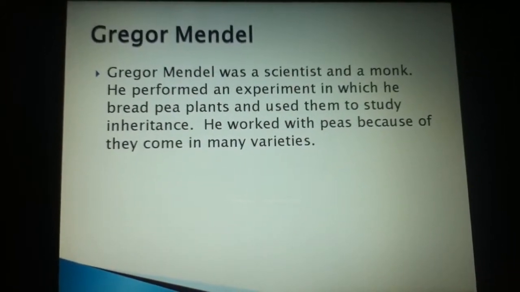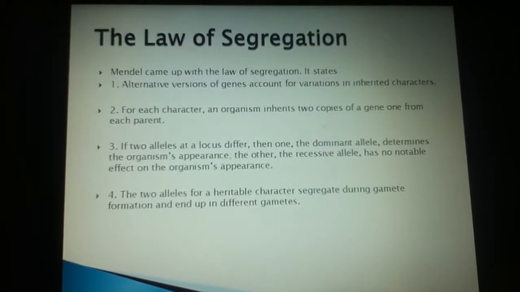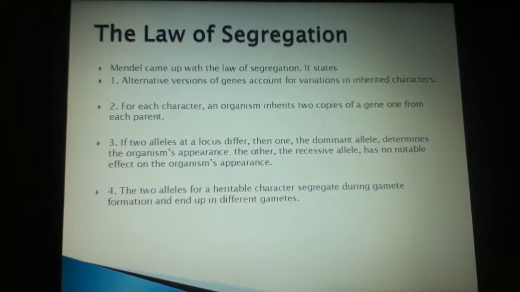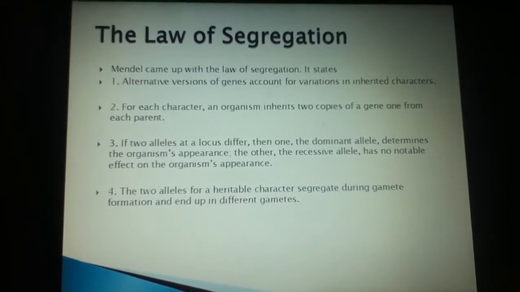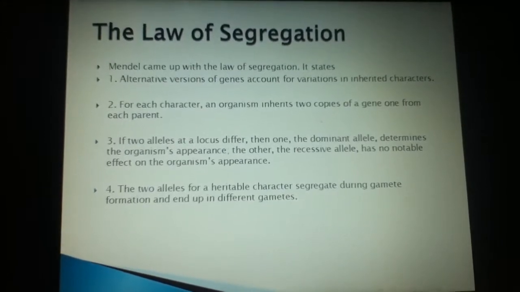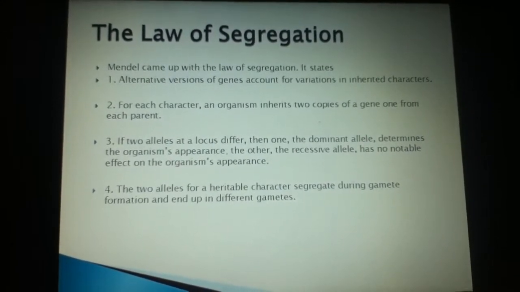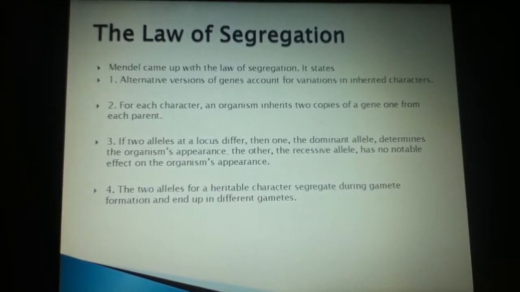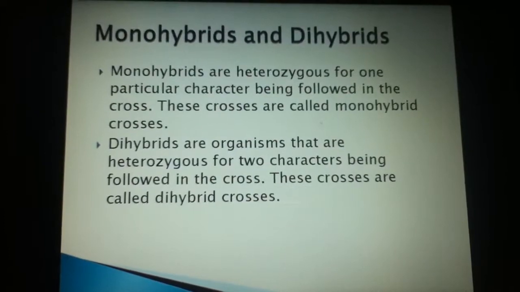Mendel performed the pea experiment to study inheritance. He used peas because they have a lot of variety. Mendel also came up with the law of segregation. The law of segregation includes genes account for variation. An organism inherits two copies of a gene, one from each parent. One is dominant and one is recessive, and the alleles segregate during gamete formation and end up in different gametes.